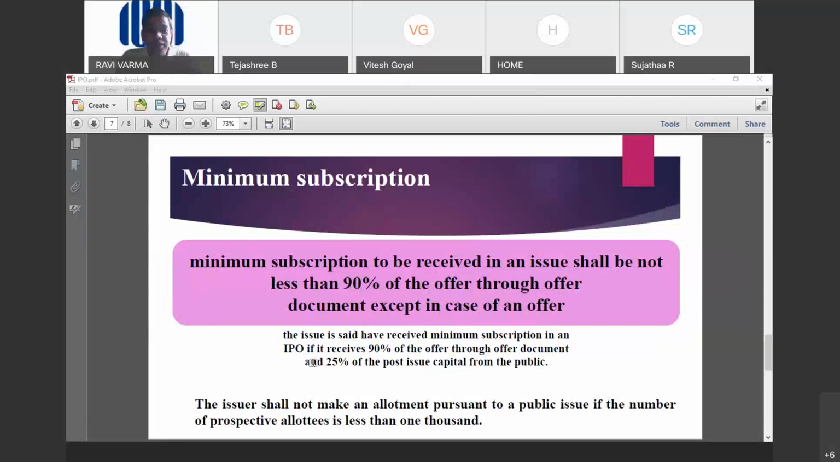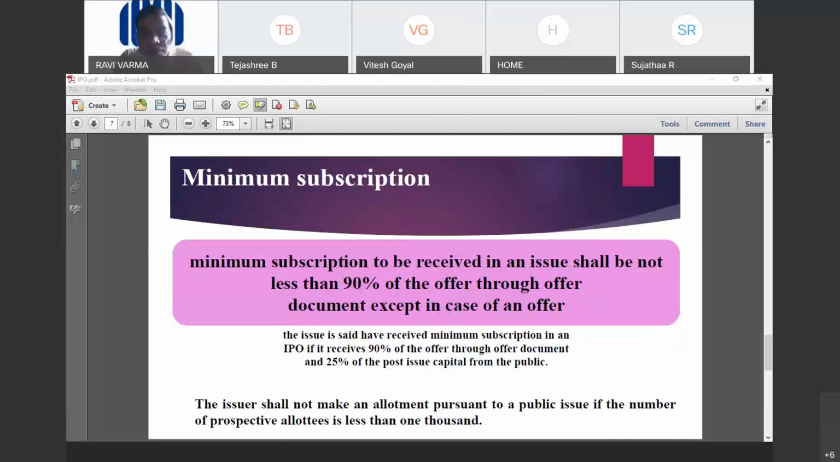So see both the conditions. Please do write it. When I am repeating it again and again for you, that means it is a very essential point that you people all miss. Both the conditions: 1,000 number and minimum 90%. So that means the number you should reach and the percentage you should also reach.